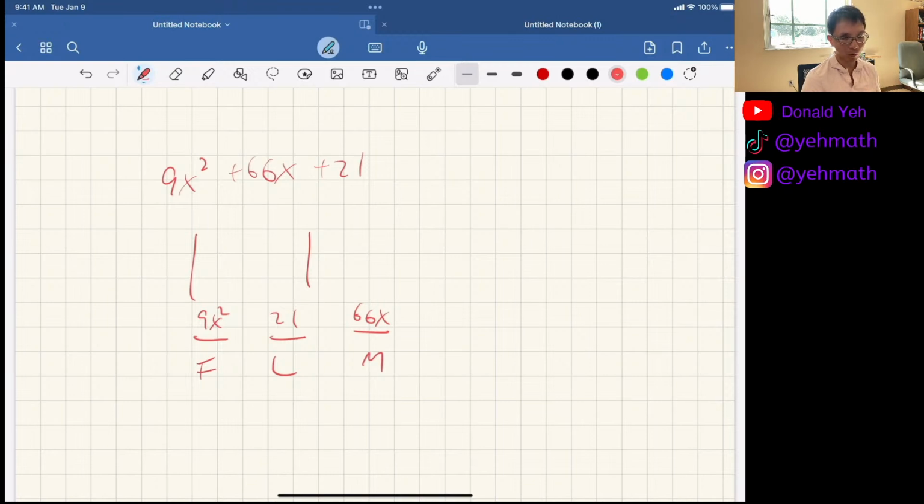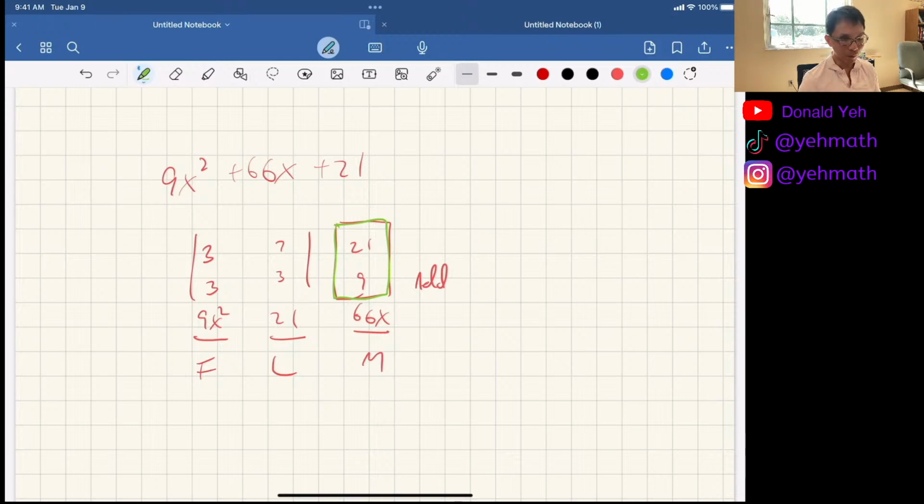You say, okay, well, what times what equals this? In this case, I don't know. I'm going to try 3 and 3. And if I do 7 and 3, it doesn't seem like I get there. If I do 7 and 3 here, that's going to give you 21 and 9. But this part is the adding part. This spot is adding those two. 21 plus 9 does not give you 66. So that means something is wrong.